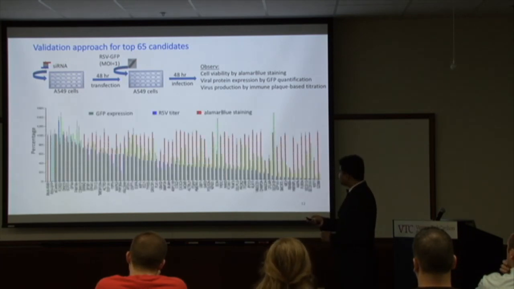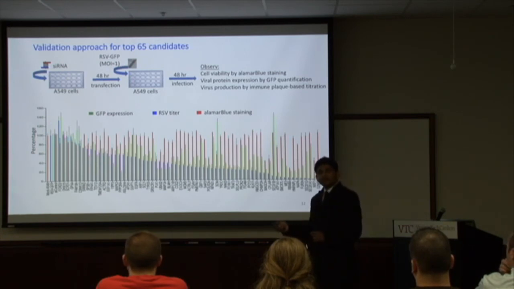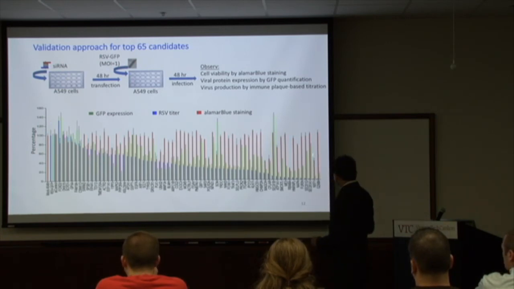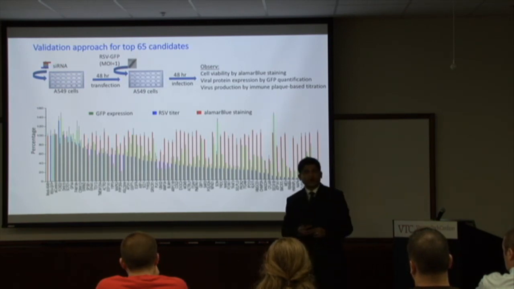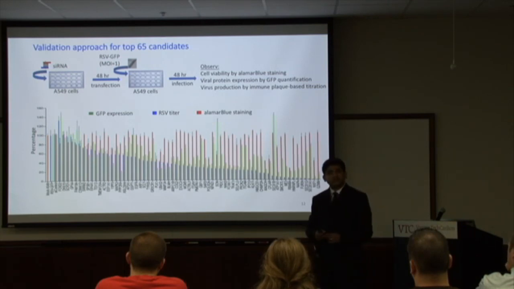Here I'm going to show you the results of all the 65 genes. I plotted from left to right based on RSV titer, highest to lowest, and the red bar represents the viability of the cells in that well. Overall, due to siRNA knockdown, the viability did not compromise much. And in those wells, you can see a majority of them showing at least 50% reduction of the virus titer.